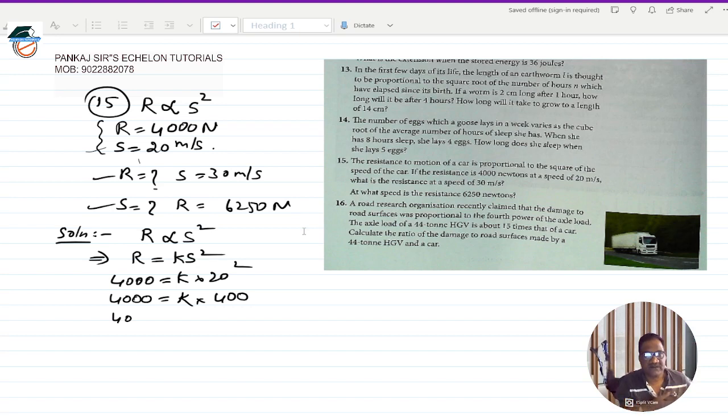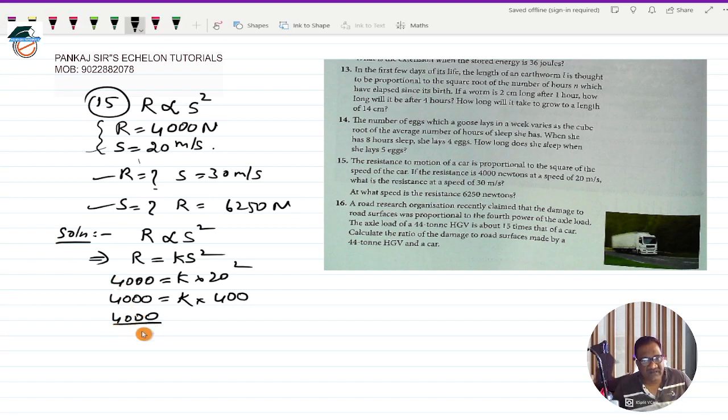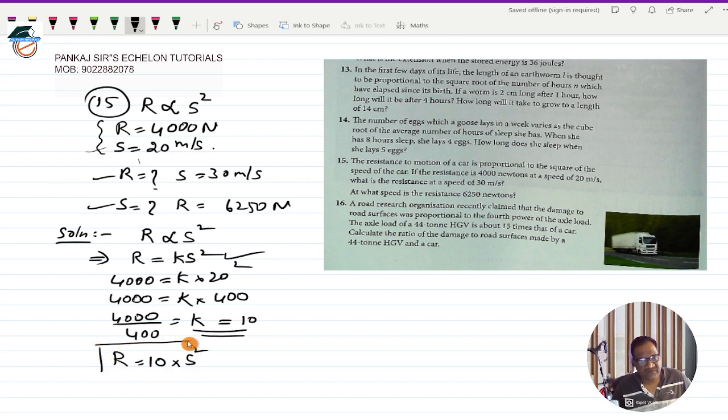So 4,000 divided by 400 will be equal to k, and that gives me k equal to 10. Okay. This k equal to 10, I'm going to put it in this formula. So this becomes r is equal to 10 times s square. Now this is the equation which I'm going to use to find out these two answers.